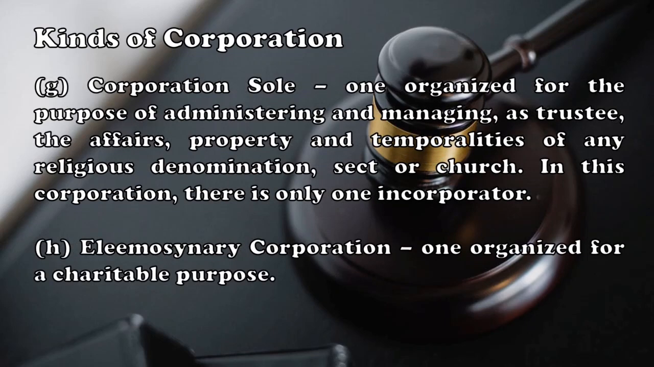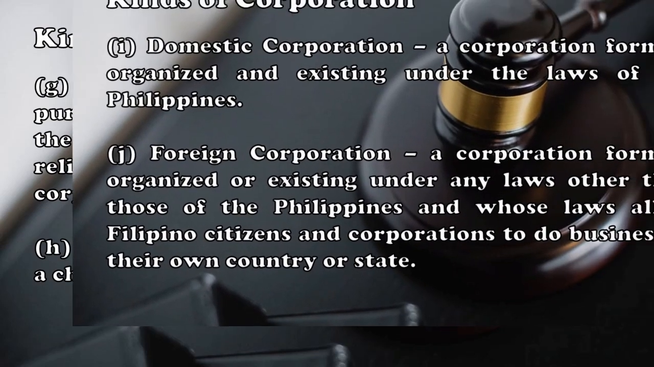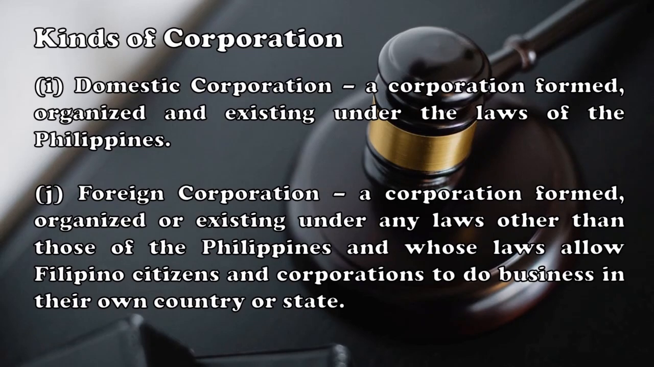Okay, next, corporation sole, one organized for the purpose of administering and managing as trustee the affairs, property, and temporalities of any religious denomination, sect, or church. In this corporation, there is only one incorporator. And next, a eleemosynary corporation, one organized for a charitable purpose. Domestic corporation, a corporation formed, organized, and existing under the laws of the Philippines. And the last one, foreign corporation, a corporation formed, organized, or existing under any laws other than those of the Philippines and whose laws allow Filipino citizens and corporations to do business in their own country or state.